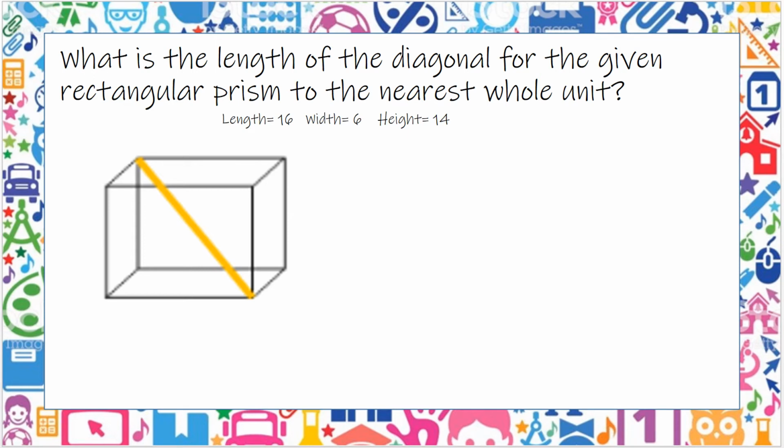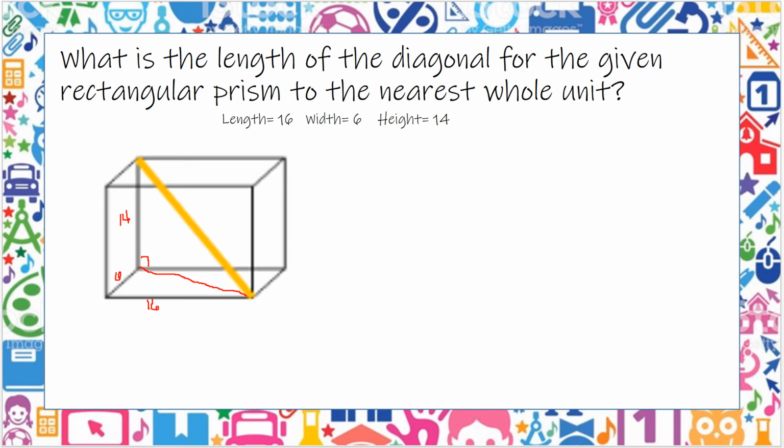What is the length of the diagonal for the given rectangular prism to the nearest whole unit? So what we're going to do is create the diagonal from this side to this side. That way this will still be a right angle, and we could still use the Pythagorean theorem. We know that the height is 14. We know that the width is 6. And the length is 16.